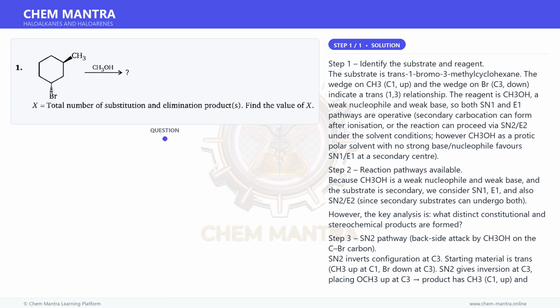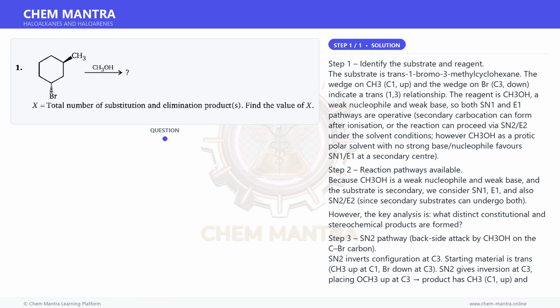Step 3. SN2 pathway, backside attack by CH3O on the C-Br carbon. SN2 inverts configuration at C3. Starting material is trans, CH3 up at C1, Br down at C3. SN2 gives inversion at C3, placing OCH3 up at C3. Product has CH3 at C1 up and OCH3 at C3 up, cis-1-methoxy-3-methylcyclohexane. This is one substitution product.